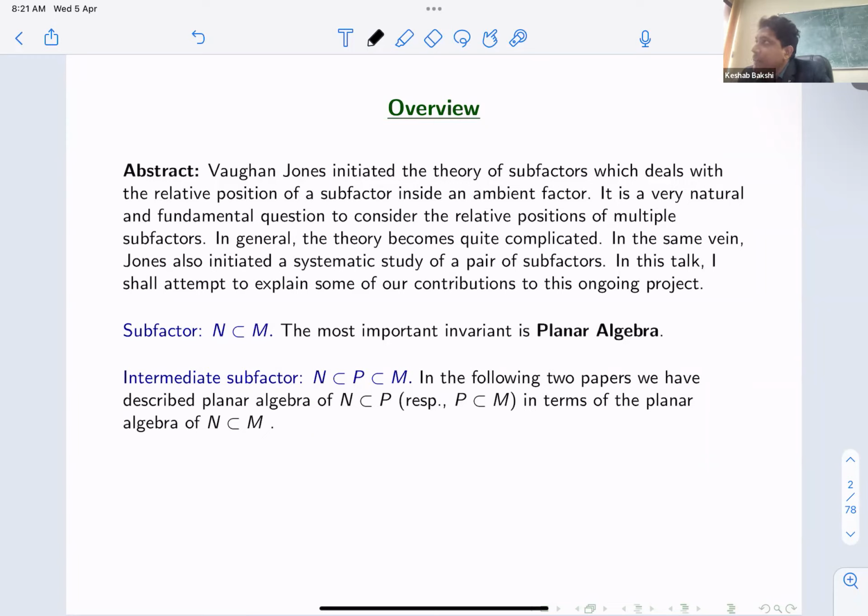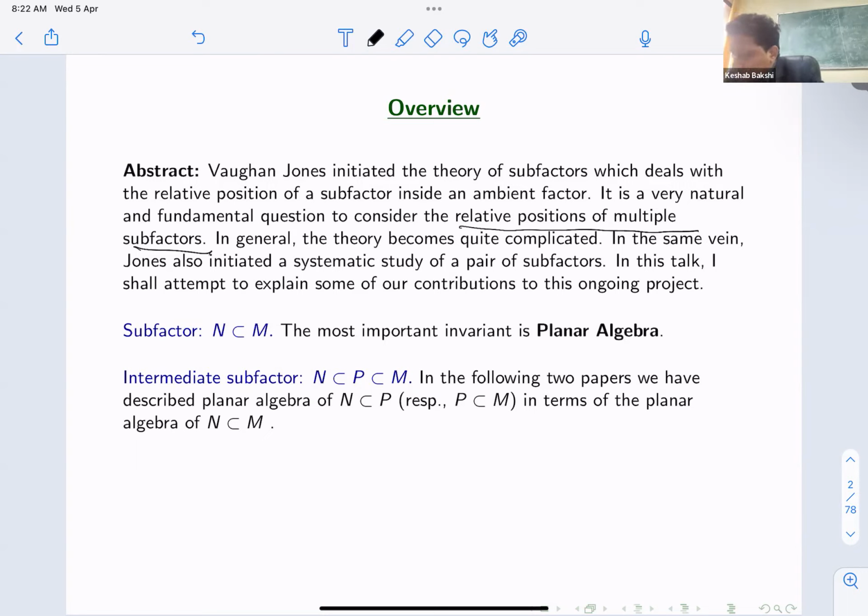But Okounkov and Vaughan Jones later thought that it is equally important to consider many subfactors. So what are the relative positions? They asked, what are the relative positions of multiple subfactors? But unfortunately, not much has been done, because the theory becomes quite complicated. So I shall attempt to explain some of my small contributions to this project, following Popa's work, Jones, Grossman, Izumi, and Okounkov's work. So let me start from the beginning.